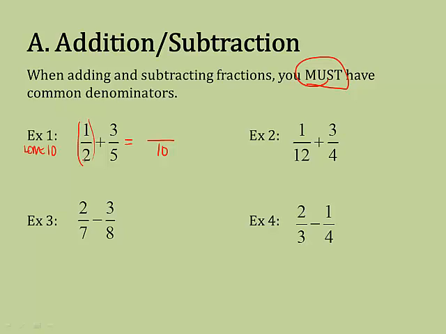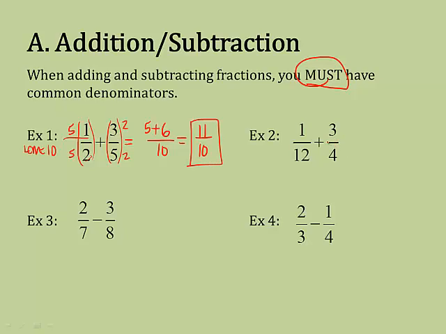But this first fraction, in order to get 10 on the bottom, I've got to multiply by 5 over 5. So the top is 5 times 1, which is 5, and then I would have 10 on the bottom. The second fraction, in order to get 10 on the bottom, I have to multiply by 2 over 2. So 2 times 3 is 6, 2 times 5 is 10, so I now have 11 tenths. It is an improper fraction, but it is simplified, so I want you to leave it as such.